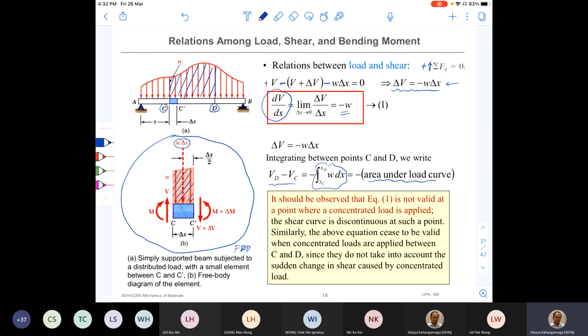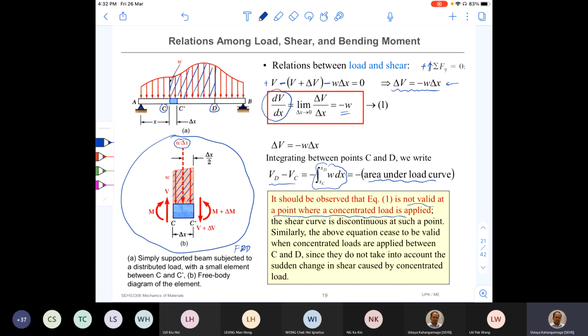Okay, so we got a very simple relationship between the shear force variation and the load applied. So this equation is valid only between two concentrated load points, right? At a concentrated load point, this equation is not valid.